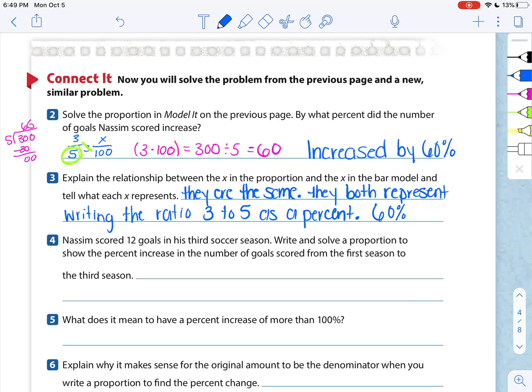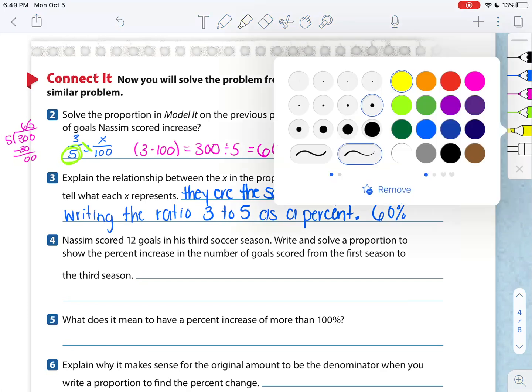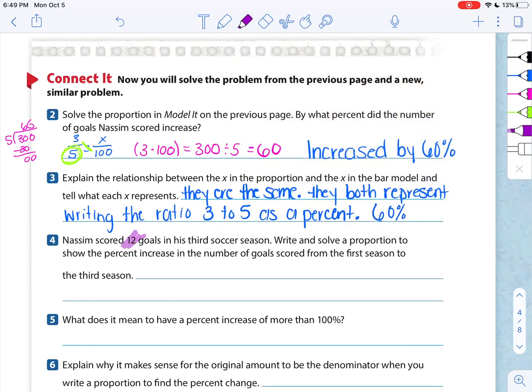Nassim scored 12 goals in his third game. Write and solve a proportion to show the percent increase in the number of goals he scored from the first to the third. So some important information here. 12 goals in the third season. And it wants you to get the percent increase from the first to the third.